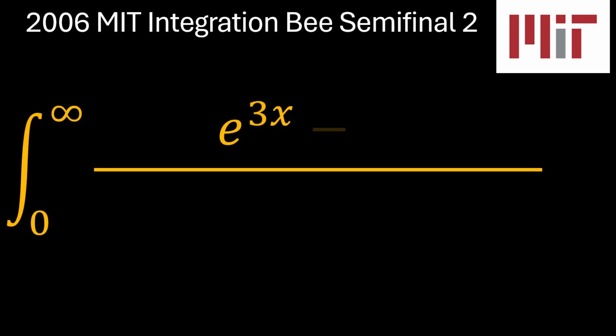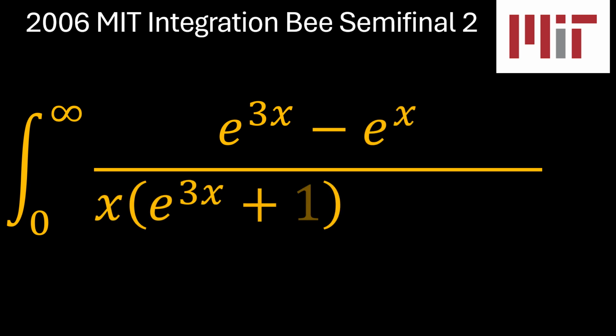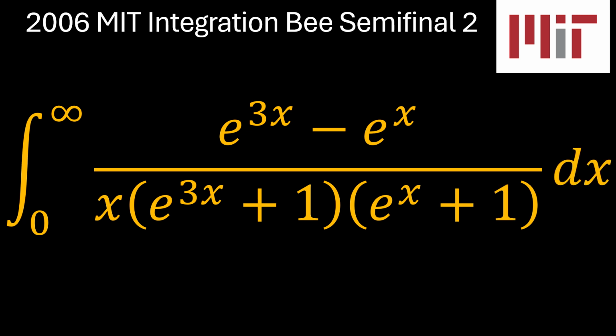So on to problem number 3 of semi-final number 2 at 2006 MIT Integration Bee. It is the definite integral from x equals 0 to x tending to infinity of (e^(3x) minus e^x) all over x times (e^(3x) plus 1) times (e^x plus 1).